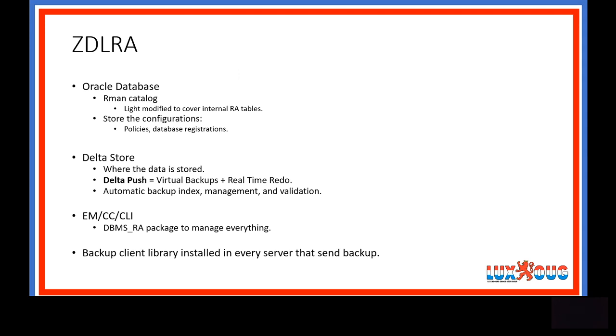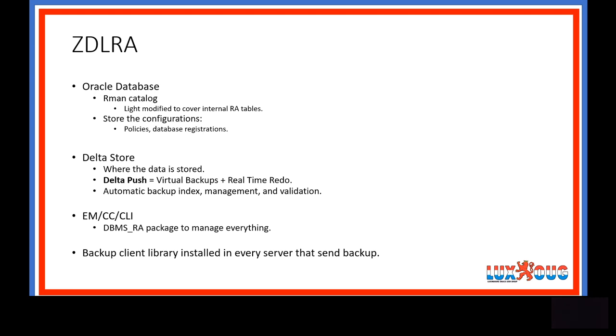ingested in the system. And this has one feature that is called Delta Push. Delta Push is the virtual backup and the real-time redo. I will explain later, don't worry. And inside of this Delta Store, you have automatic backup indexing, management, and validation. I will show later, but basically everything that you put inside of Zero Data Loss will be indexed, managed and automatically validated by Zero Data Loss. So if your backup has a corrupted block, Zero Data Loss will inform you. When I show later, when you create a new virtual backup, it will appear automatically for you.